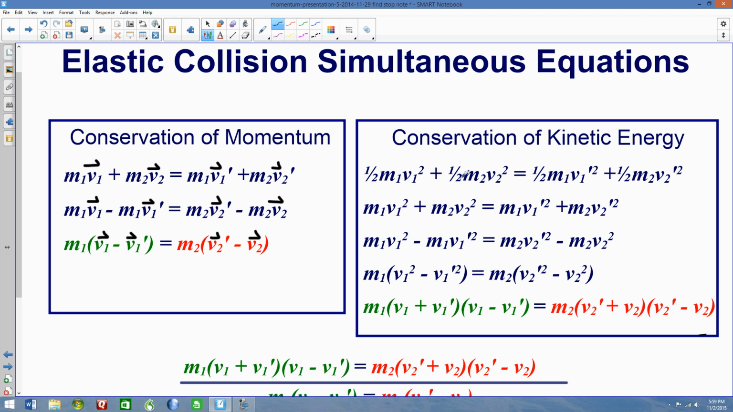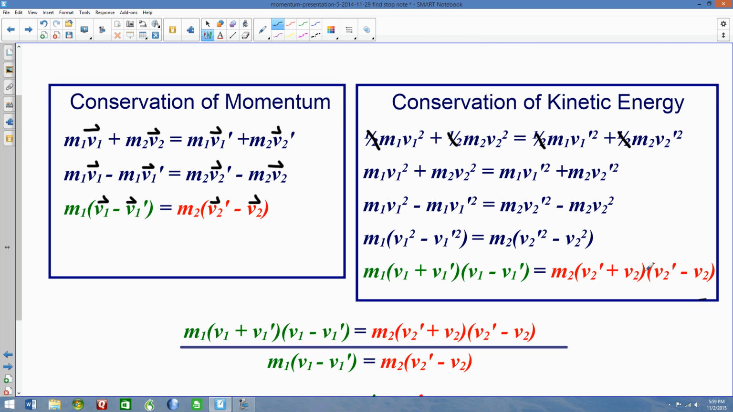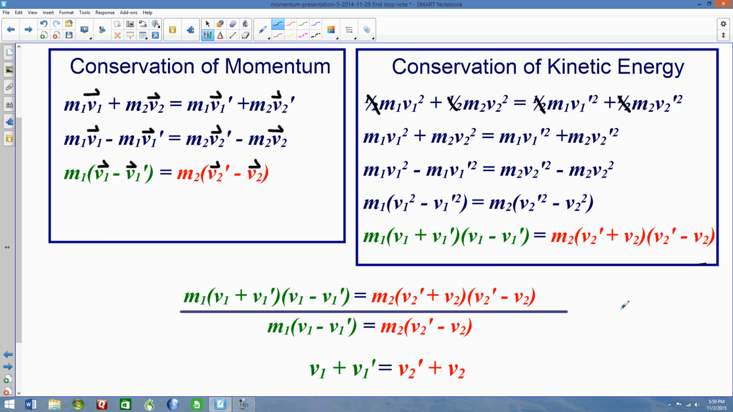Notice that I can multiply both sides by 2, or divide both sides by 1/2, and the 1/2s go away. And so notice here it's a little bit different. So now you end up with m1 times (v1 plus v1 prime) times (v1 minus v1 prime). But notice no vector signs. Okay, no vector signs.